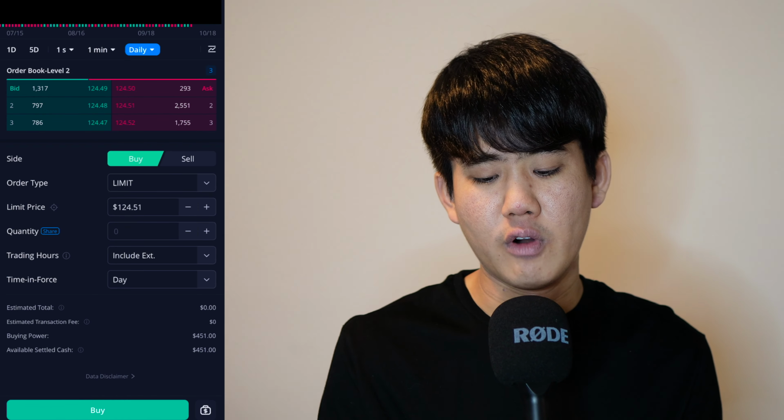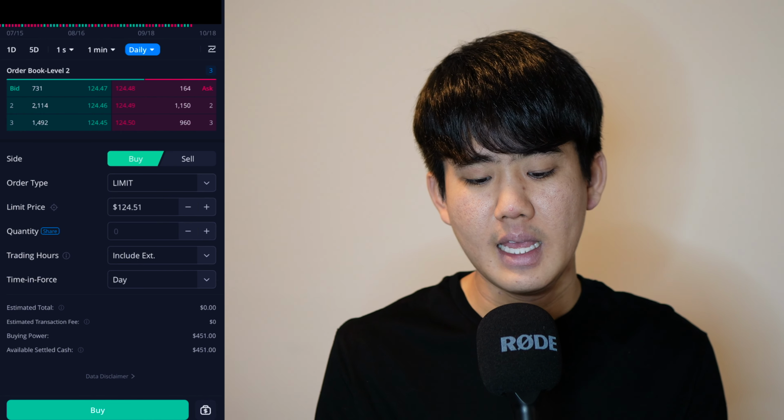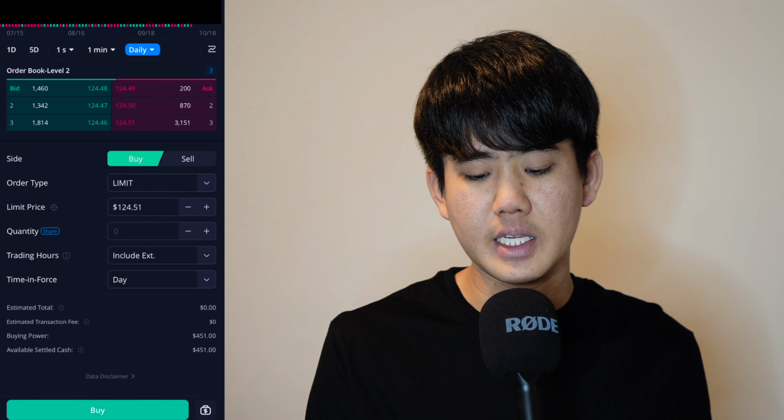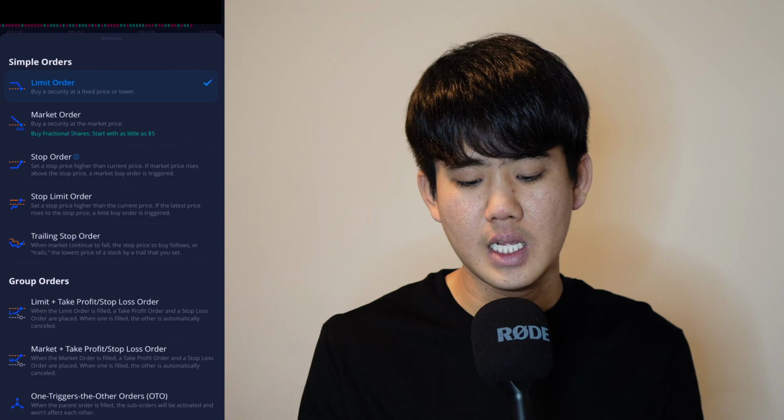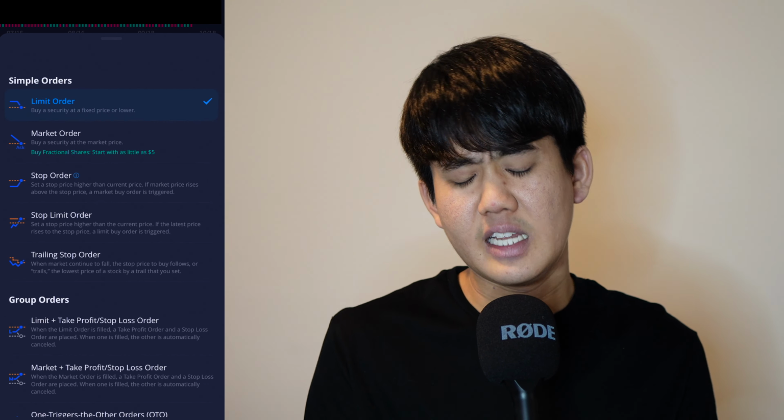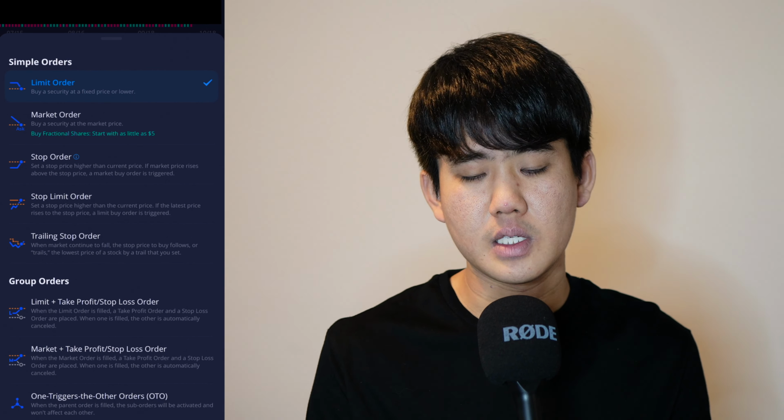So the next step in the order form is to click either buy or sell, so we'll click buy, and then we're going to have to choose the order type. If you click here, you can see that Webull offers simple orders, group orders, and conditional orders. In today's video, we'll be focusing on limit order and market order, so let's go through those real quick.